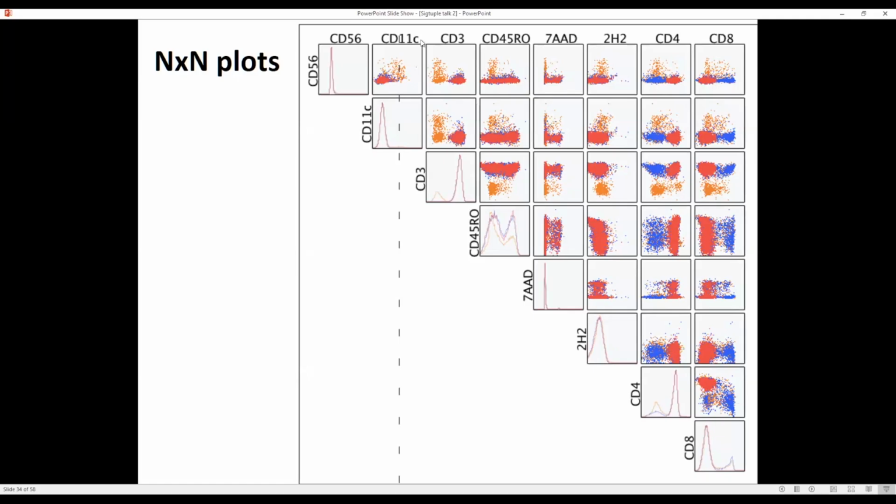For example, see, this is an n by n plot for an 8 color panel, correct? 1, 2, 3, 4, 5, 6, yeah, 8 color panel. Now I made plots for every combination. So if you find CD56, you can see plots with every other marker. Now if you randomly see, are you able to spot where the problems with compensation are?